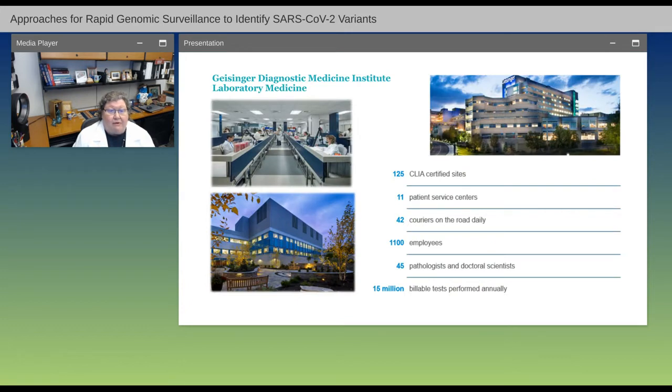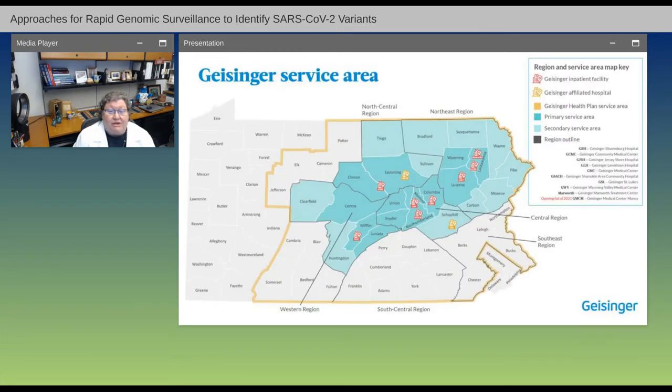By way of a little background of where I work and live, the Diagnostic Medicine Institute is in Danville, Pennsylvania. We have 125 CLIA certified sites. We have 42 couriers and about 1,100 employees and about 15 million tests annually. And this is the region that we cover in central northeast Pennsylvania. So that's the perspective I'll have because I work here.